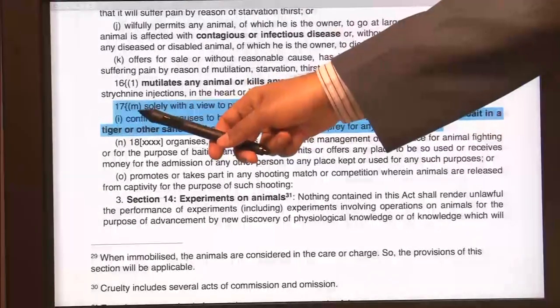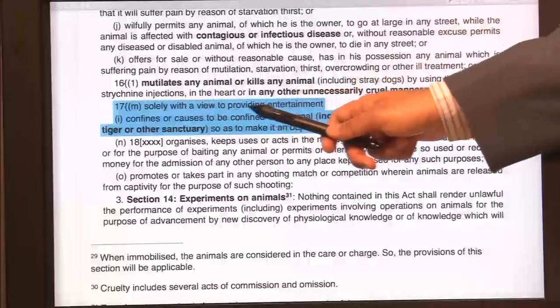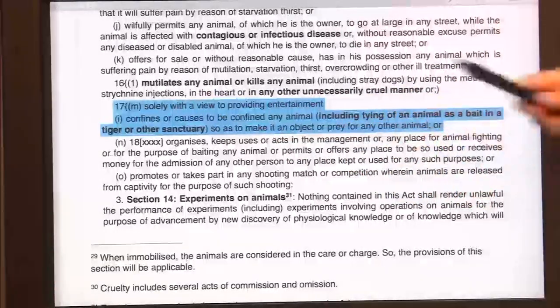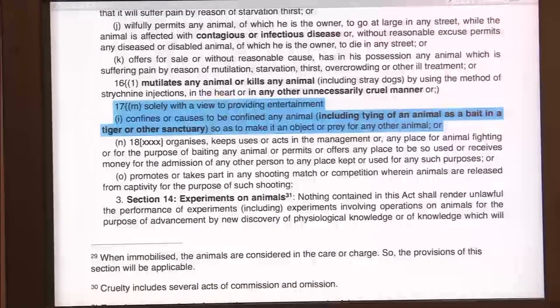But this section 17M clearly states, solely with a view to providing entertainment, confines or causes to be confined any animal, including tying of an animal as a bait, so as to make it an object of prey for any other animal. So, why does it state like this? Because in earlier times, people used to tie a buffalo in a reserve or a sanctuary. When a buffalo or a calf is tied somewhere, the predator would come there and hunt this animal. And this was done solely to provide entertainment to the tourists who were coming to visit this park and to see how the predator hunts. Solely for the purpose of entertainment, this cannot be done. But otherwise, if you are using an animal as bait for any other purpose, it is permitted under the Prevention of Cruelty to Animals Act 1960.